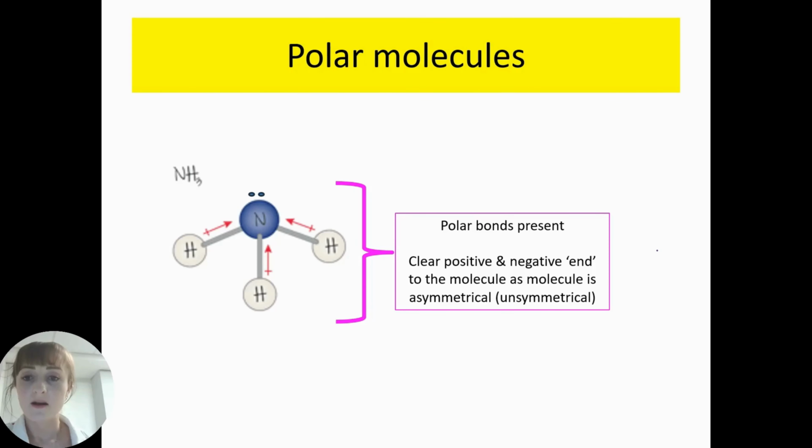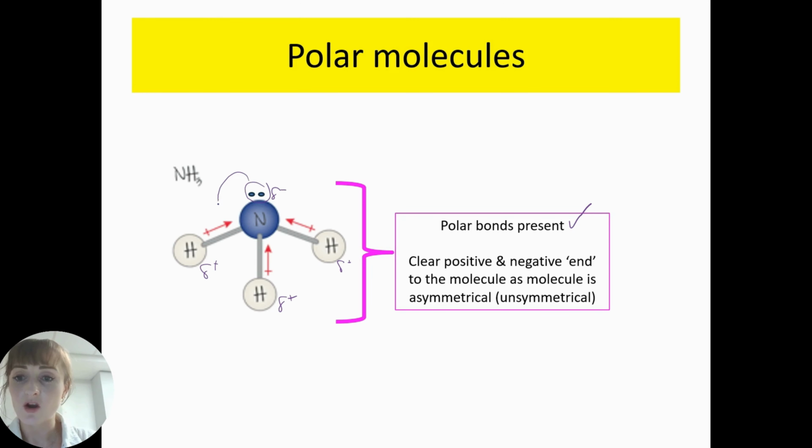Ammonia is an example of a polar molecule. Because there are polar bonds present between the nitrogen and the hydrogen, each bond has a partial positive on each of the hydrogens and a partial negative on the nitrogen. Remember that the nitrogen also has a lone pair.